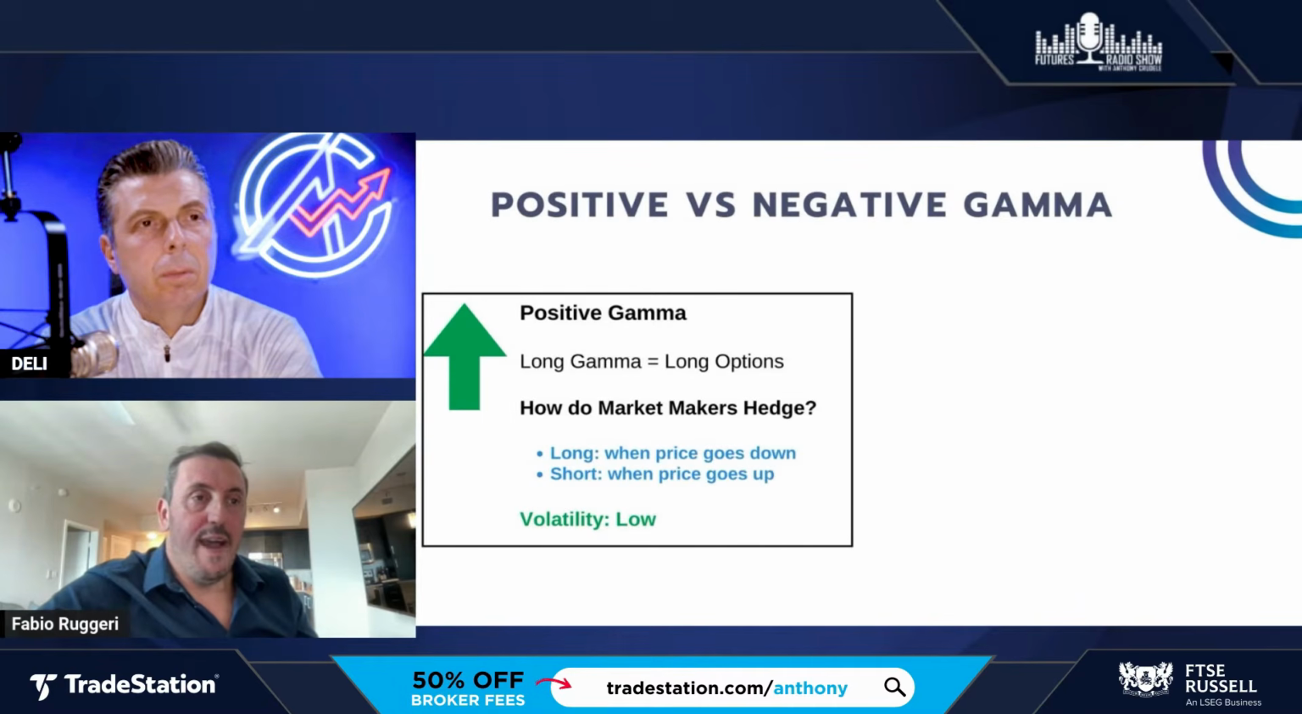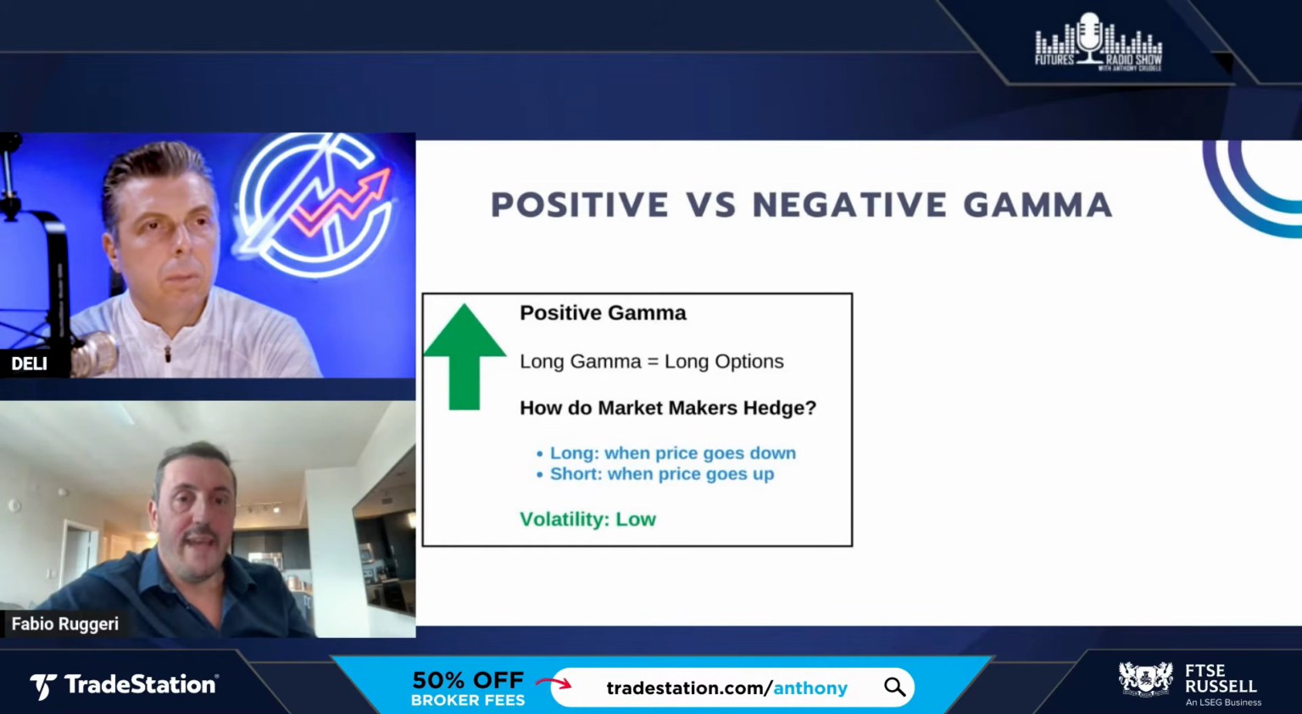So let's simplify it again. If we take all the data from the option market, we can calculate if we are in a positive or negative gamma environment. Let's start with positive gamma. Positive gamma means that the overall market exposure is long options, which means that there are more buyers of options than sellers. This brings us to how the market maker hedges in a positive gamma environment. The market maker buys when the underlying falls and sells when the underlying goes up. This is how they cover their risk and stay delta hedged.